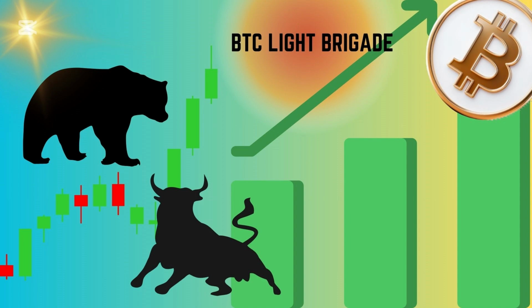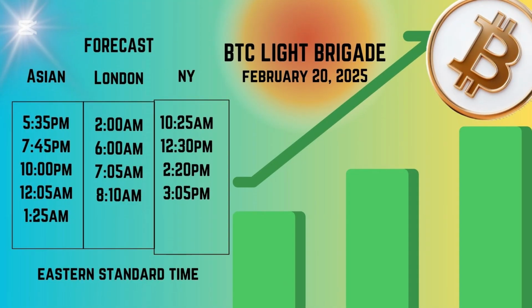All right, so let's take a look at the forecast that we posted yesterday for today. We've broken it down into 3 sessions: Asian, London, and New York. In the Asian session, we start off at 5:35 p.m. Now, these are all North American Eastern times. That's where I am. That's my local time. You'll notice the first 3 times are 5:35, 7:45, and 10 p.m.